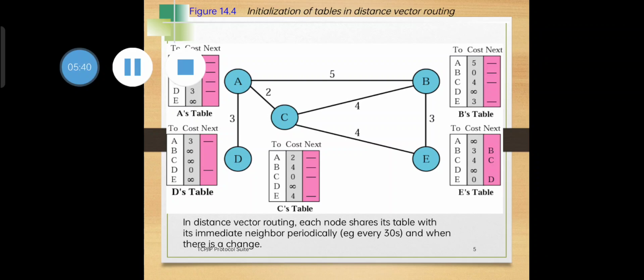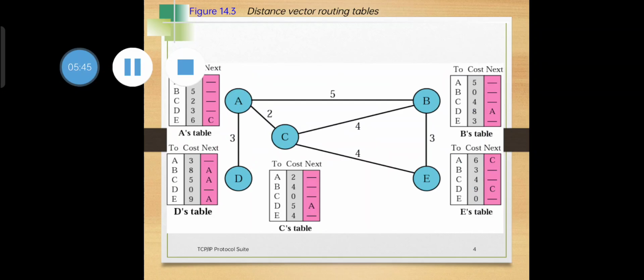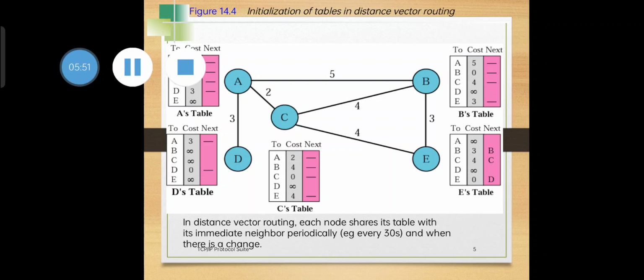So A to E is initially infinity. Why? Because it is not directly connected. Likewise, I am going to maintain a table for each and every node. From E's perspective, A to E is unreachable, right? So it is said to be infinity. But A could reach other nodes.